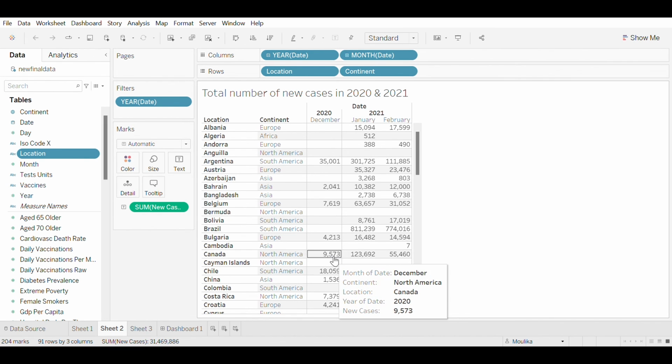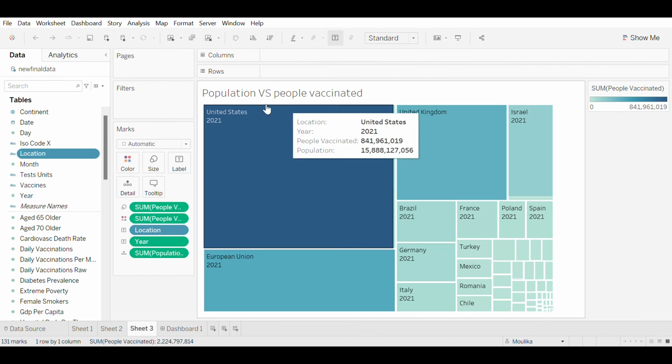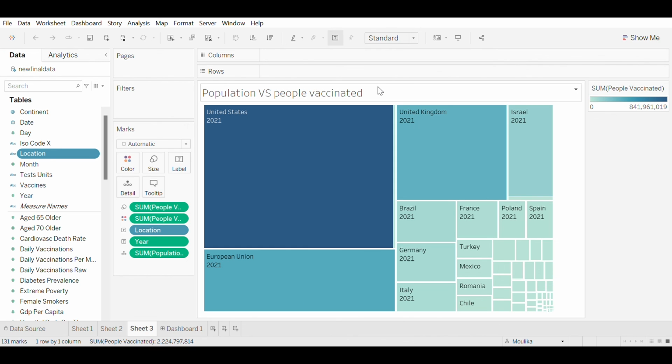And if you compare these cases with the next year, January 2021, the cases are more than December 2020. And if you compare the new cases in February 2021, the new cases are a little bit less than January 2021. In February, it clearly states that the total number of new cases were a little bit lower than the January 2021 cases.